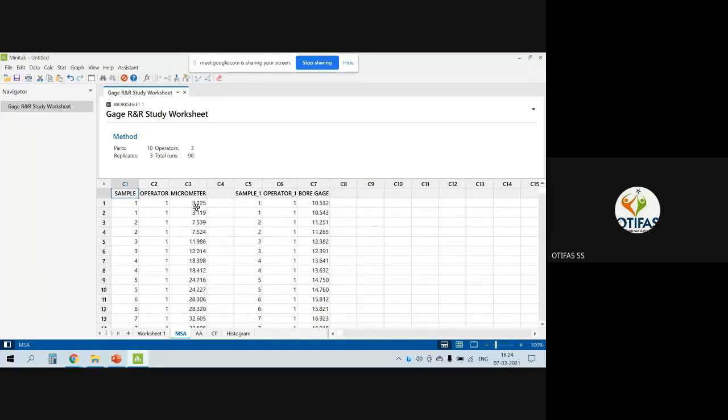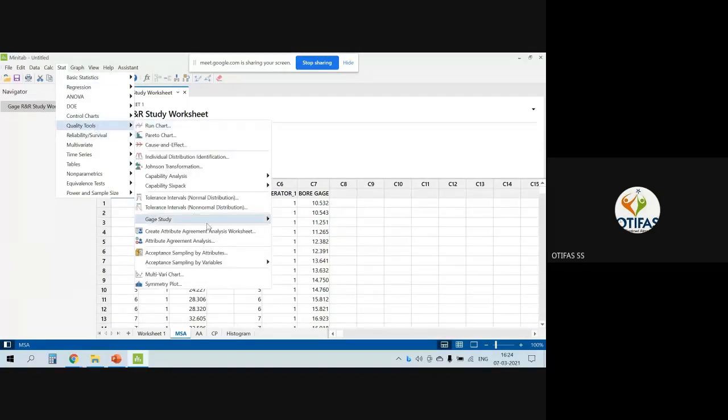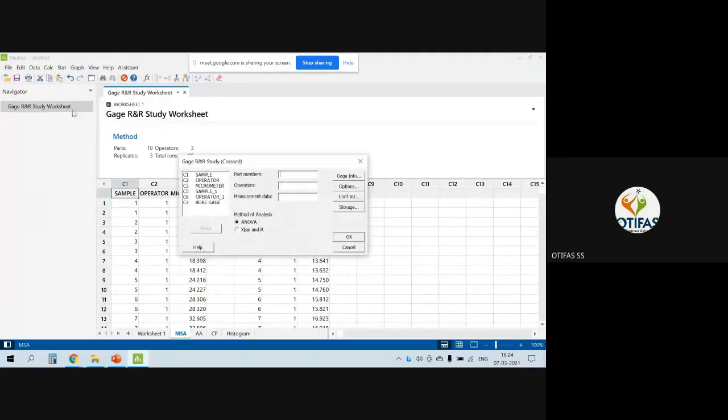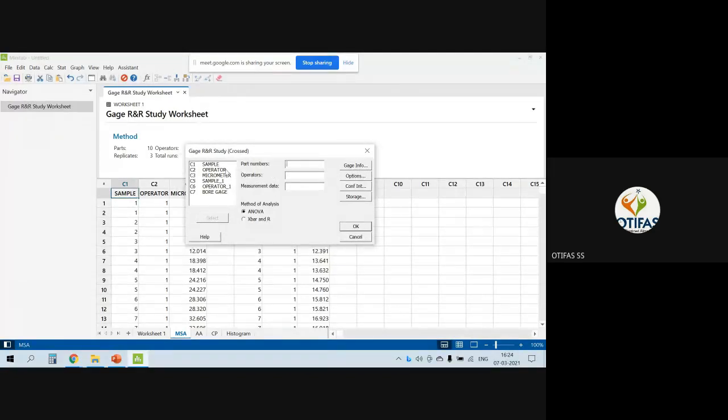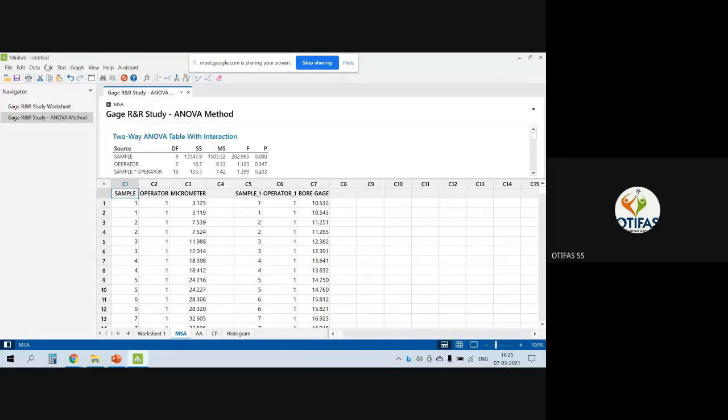Now what you will do is select it and then analyze it. How will you analyze this? Similarly, we have randomly given parts, operators, and samples. Now we will analyze it. We go to Stat, Quality Tools, Gauge R&R Study, Crossed. Minitab will ask which column contains the part number, which contains the operator, and which contains the measurement. Then we click OK, and Minitab will give the output.